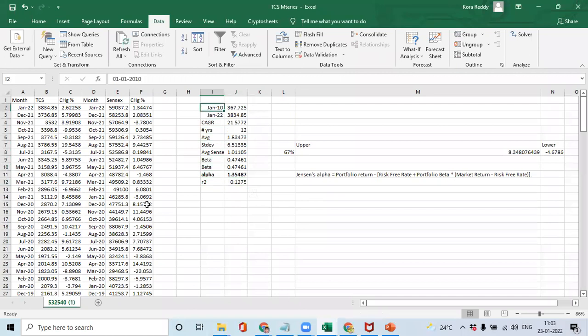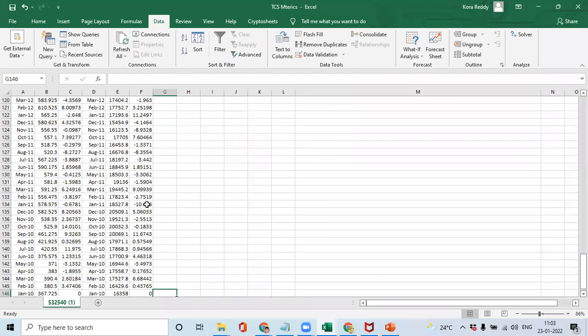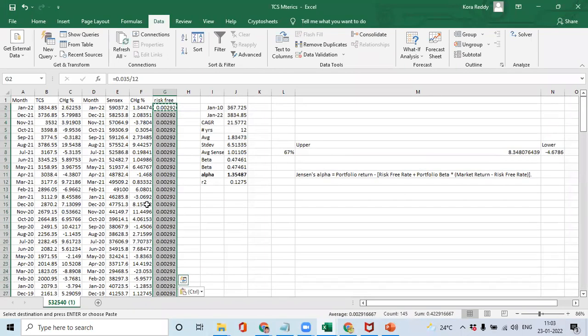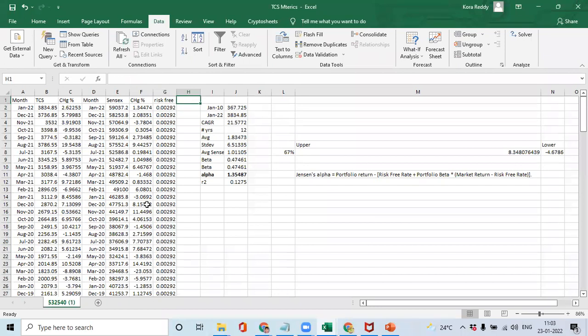But let's say I actually use the risk-free interest rate. What is the risk-free interest rate now? 3.5%. That's yearly. So monthly I get this much. Irrespective of market, I get about 0.00292% as a bank interest. Now, excess returns. Excess returns is TCS minus this.